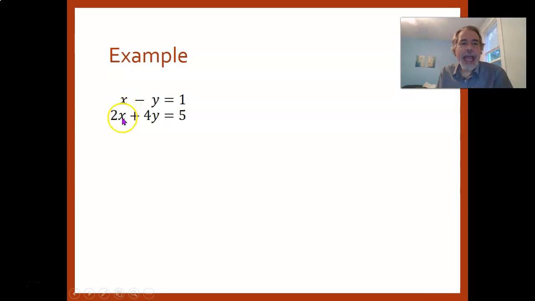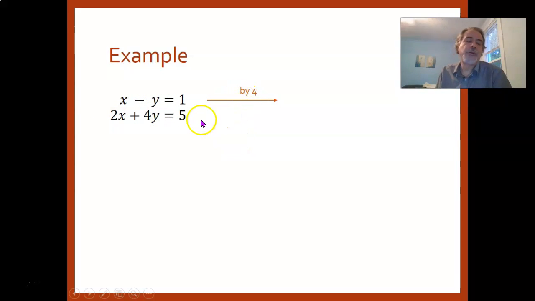We could eliminate the x's. To do that, we would want a negative 2 in front of this x to go with the positive 2 in front of this x. Or we could eliminate the y's. If we want to go that way, we'd have to have a minus 4 in front of this y to go with the plus 4 in front of this y. We could do it either way. It's your choice. So multiply the top equation by either negative 2 if you want to eliminate the x's, or by 4 if you want to eliminate the y's.